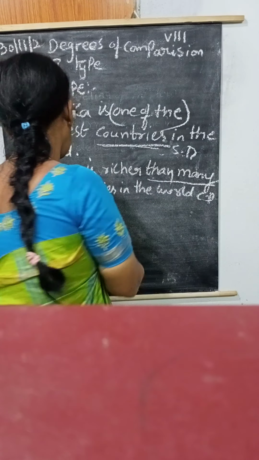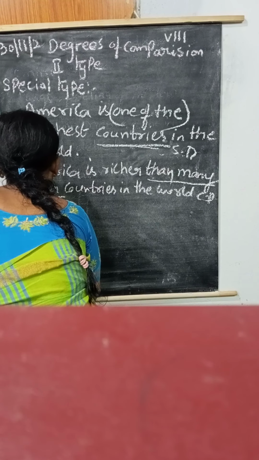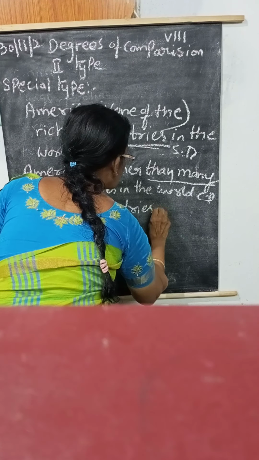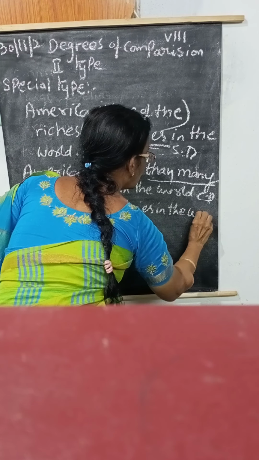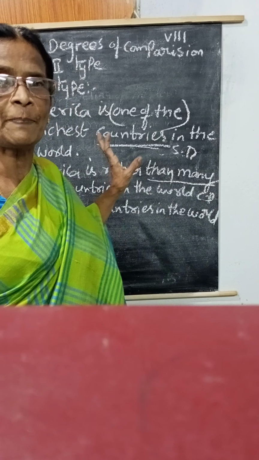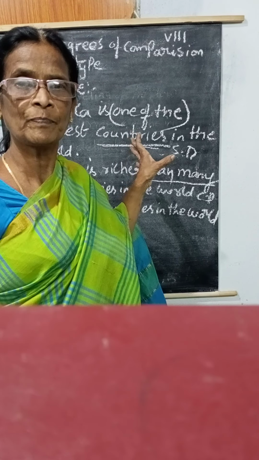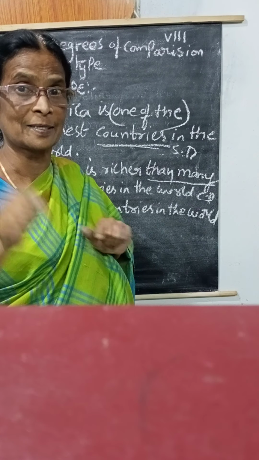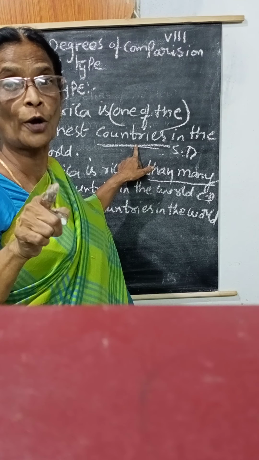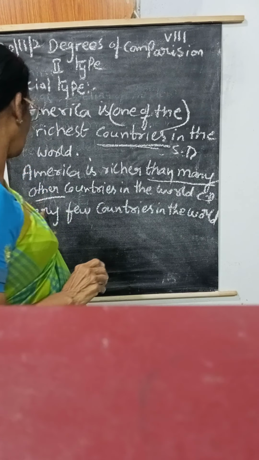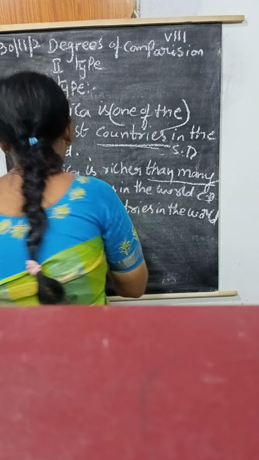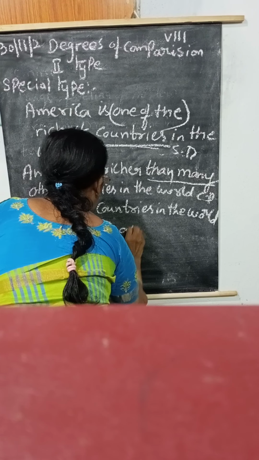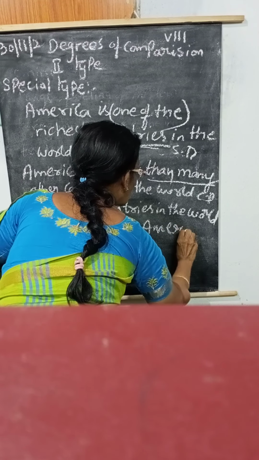But in the special type, very few countries in the world. What is the present tense plural helping verb? Are. In the comparative, in the singular we wrote is, but here countries are there. So are is the present tense helping verb. Very few countries in the world are as rich as America.